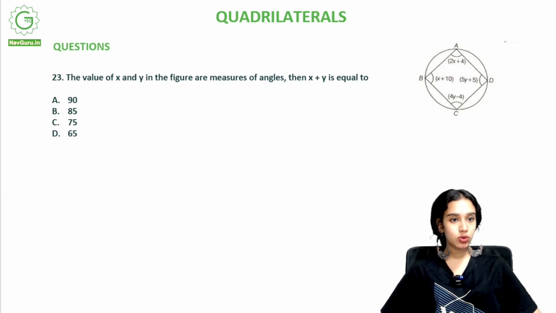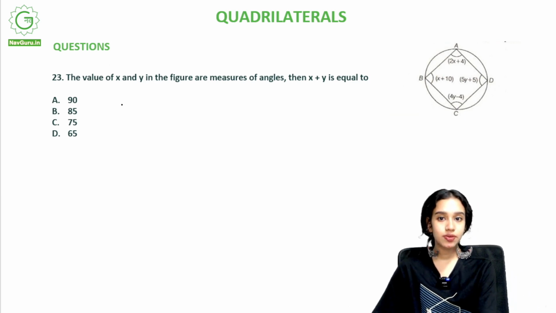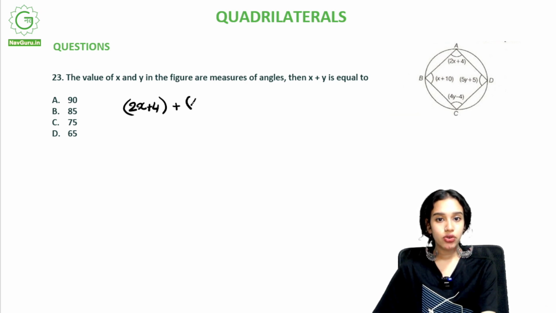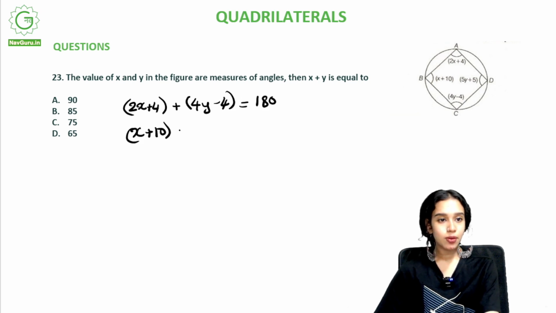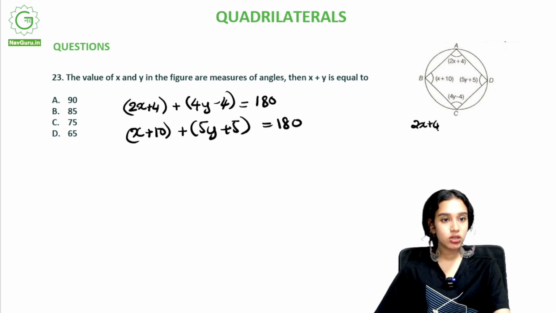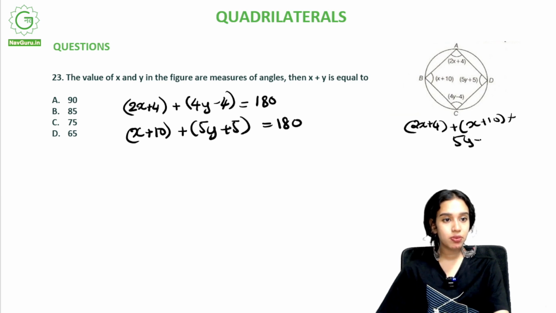Then x plus y is equal to. So what do we know from here? We know that 2x plus 4 plus 4y minus 4 is equal to 180 degrees. x plus 10 plus 5y plus 5 is again equal to 180. And the sum of all this, 2x plus 4 plus x plus 10 plus 5y plus 5 plus 4y minus 4, is equal to 360 degrees, right?